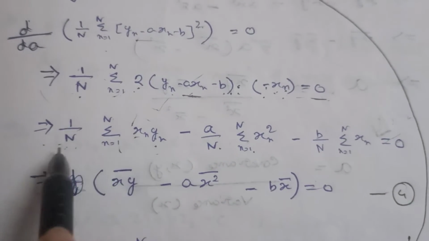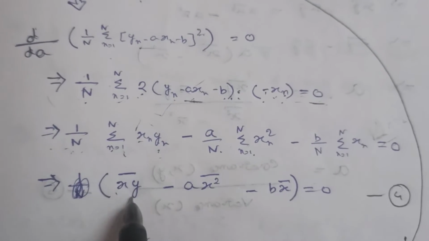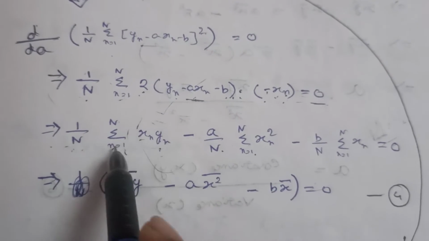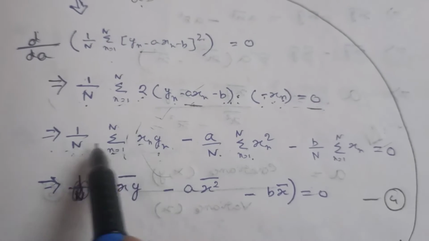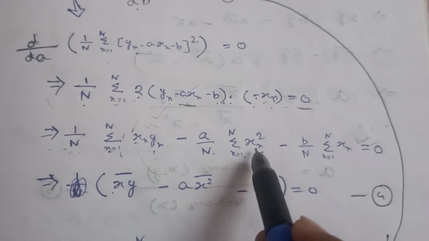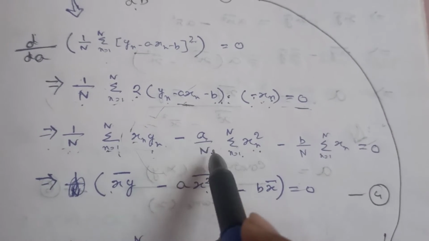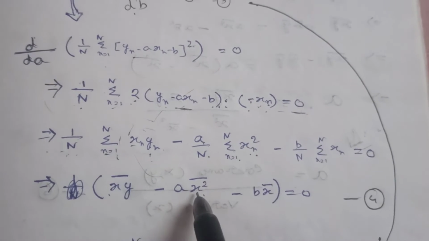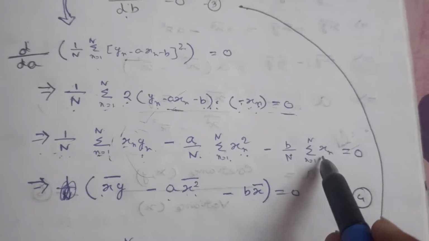So we can write this 1 by capital N, n equals 1 to capital N x_n y_n as xy bar. That is the mean value, because we are having the sum total and dividing it by the number of data points. So that is xy bar, and for this part it will be x square bar. a remains the same, so it will become a x square bar, and this is going to become b x bar.